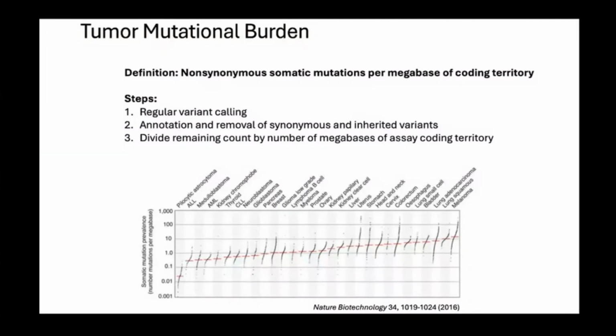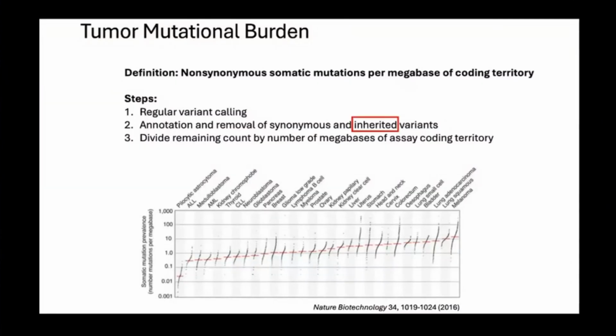Just to level set, TMB is a potential marker for immunotherapy response, and it's defined as the number of non-synonymous mutations per megabase of coding territory. The reason I'm not going to go into much depth is because the pipeline for determining TMB is mostly the same as for regular variant calling. After regular variant calling, you just need to annotate the variants and remove all of the synonymous variants and then the inherited variants. And that step, that's the hard part.